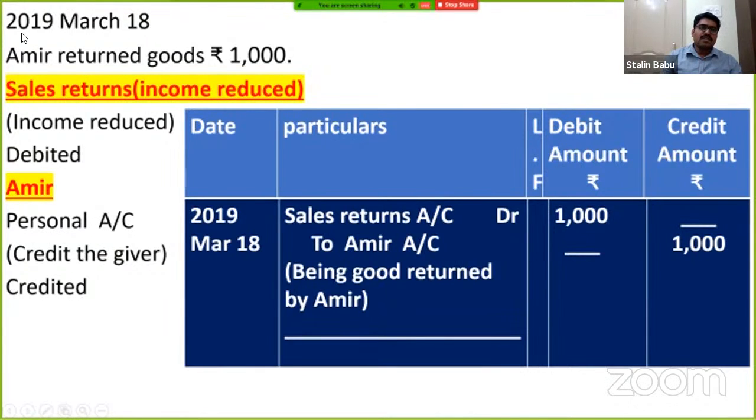What is the date? 2019 March 18. You write the month and date, and the entry is sales returns account debit to Amir account. Narration is being goods returned by Amir. What is the amount? 1000. Write 1000 in debit column against debit account and write 1000 in credit column against credit account.